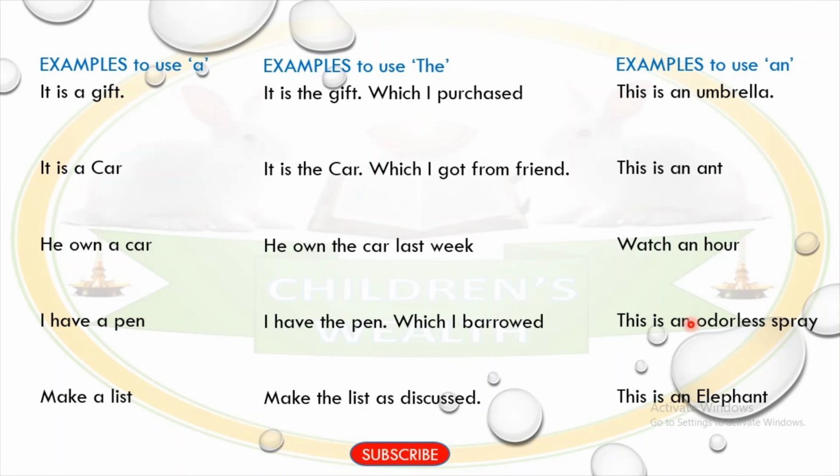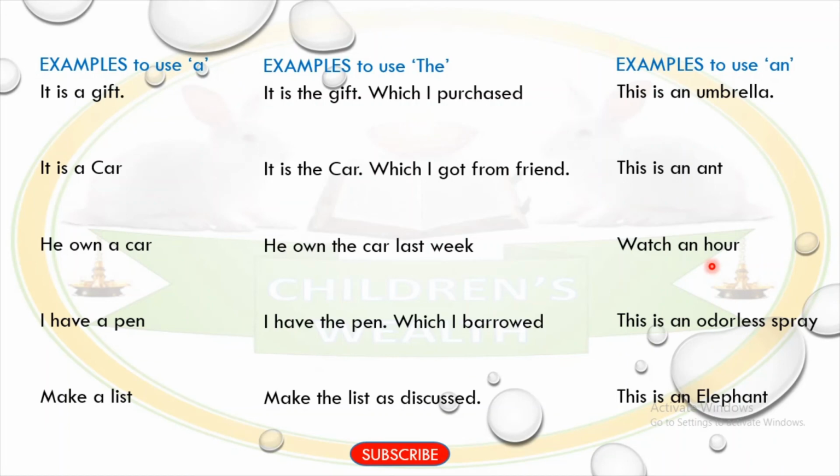Then we will see the fourth example. This is an odorless spray, where in odorless O is the vowel. This is an elephant, where the noun elephant starts with the letter E that belongs to vowels.